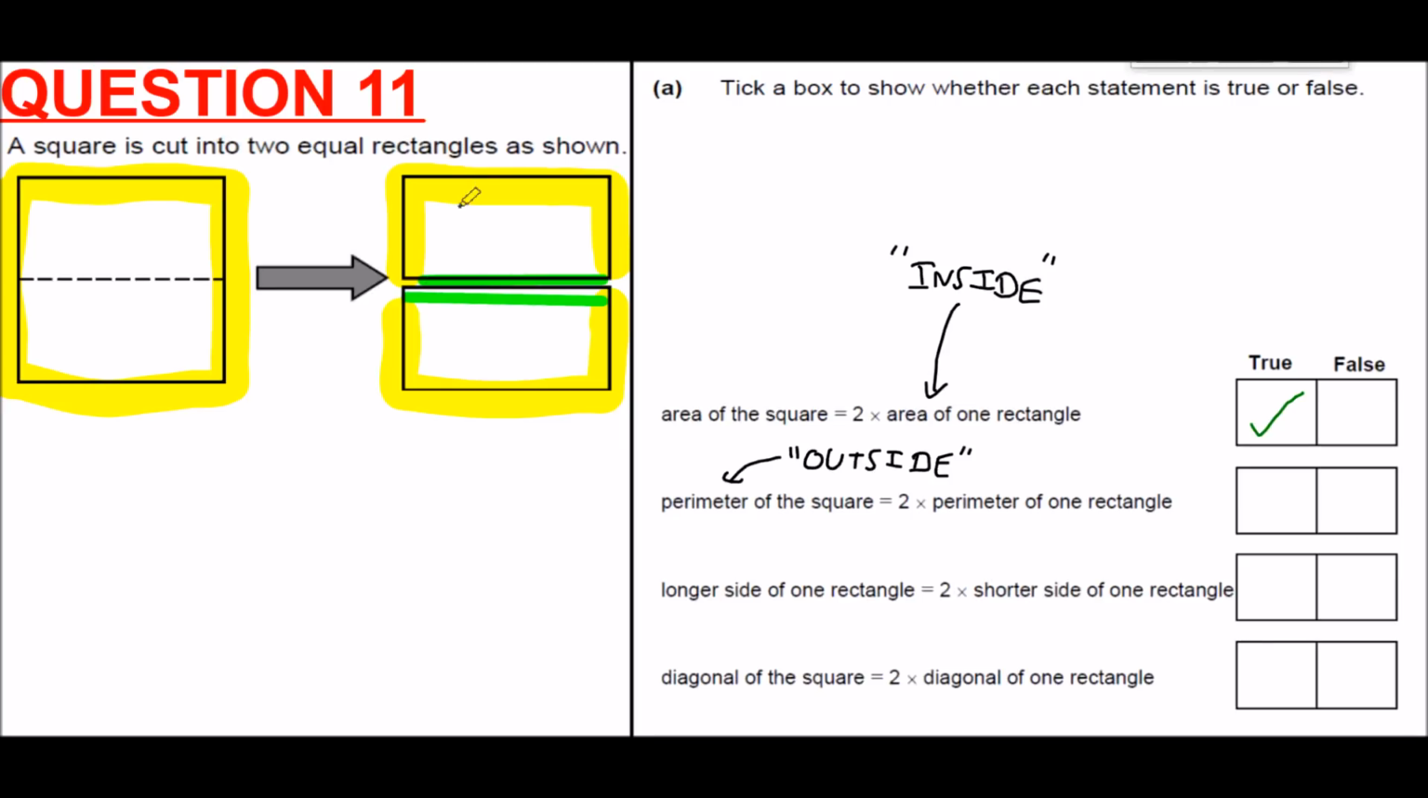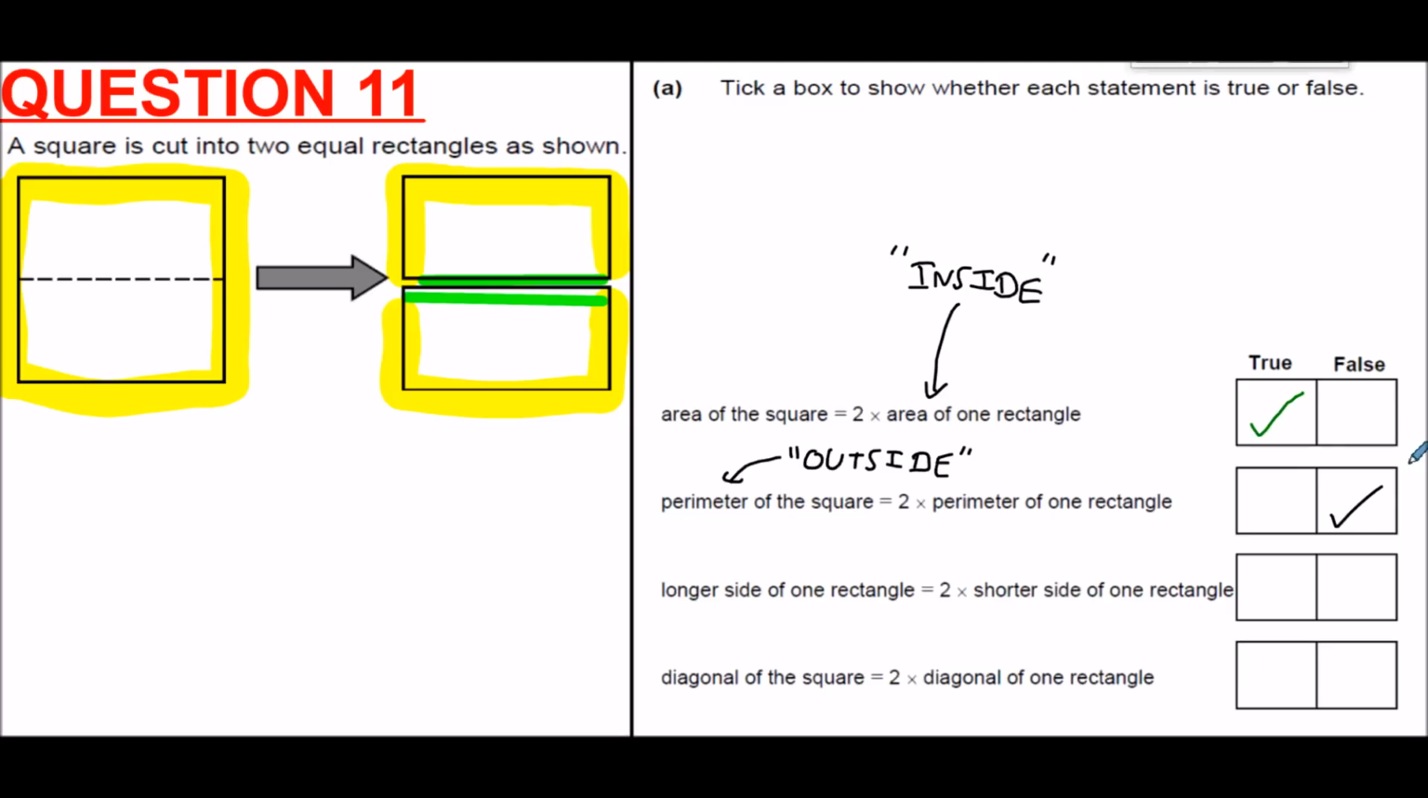So the perimeter of each rectangle is actually more when you combine the two. So two lots of the perimeter of one rectangle would be this yellow part doubled, which is the same as a square, but also we'd have two extra edges, which are represented by these two extra green lines. And so if you doubled the perimeter of one rectangle, you'd actually have a longer length. It'd be a bigger perimeter. And so this one here would actually be false. So I need to tick false.